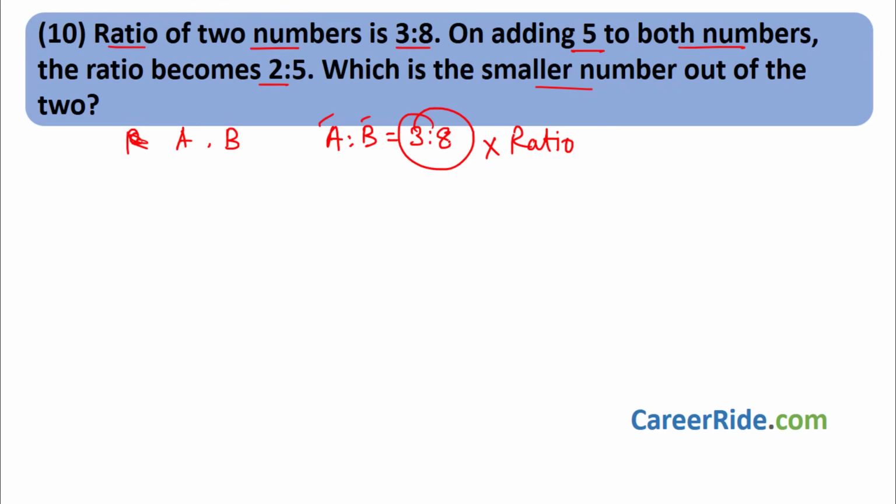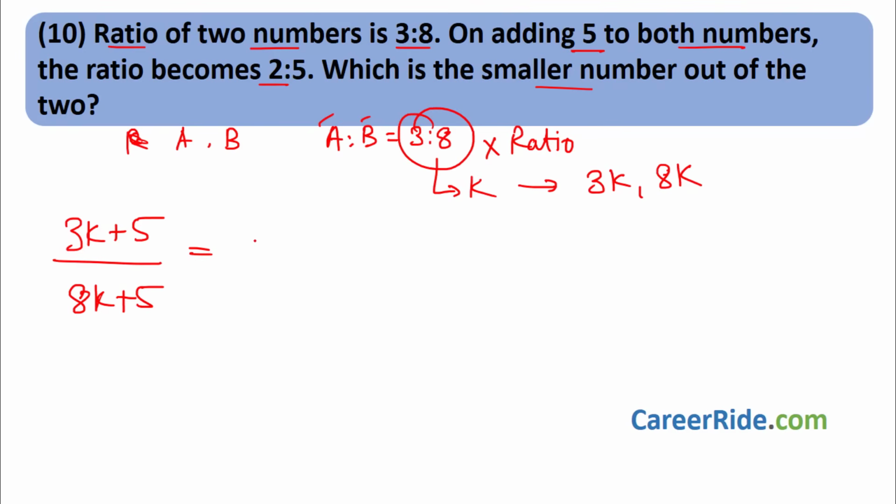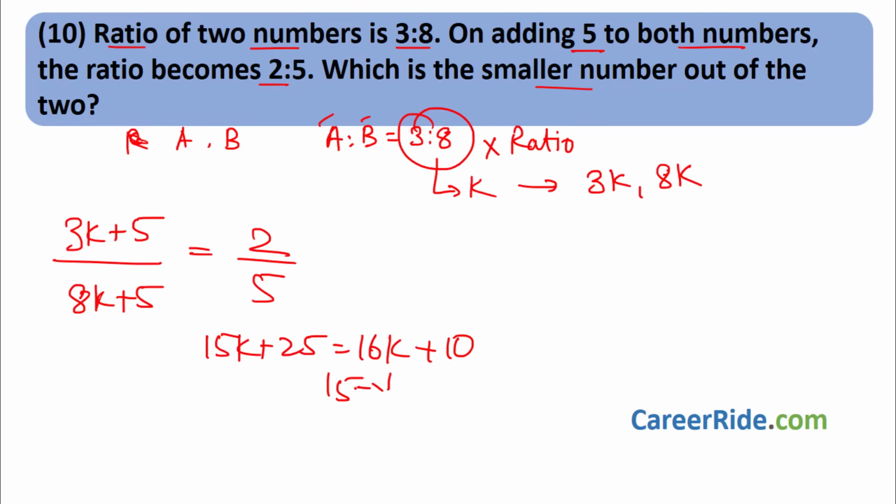So what are the actual numbers if this is the ratio? Let the common factor be k. So the actual numbers are 3k and 8k. Now, on adding 5 to both numbers, 3k plus 5, 8k plus 5, the ratio becomes 2/5. That means the ratio of the first number to the second number becomes 2/5. Let us solve. What do we get? 15k plus 25 equals 16k plus 10. That gives 25 minus 10, which is 15, equal to k. The value of k is 15.